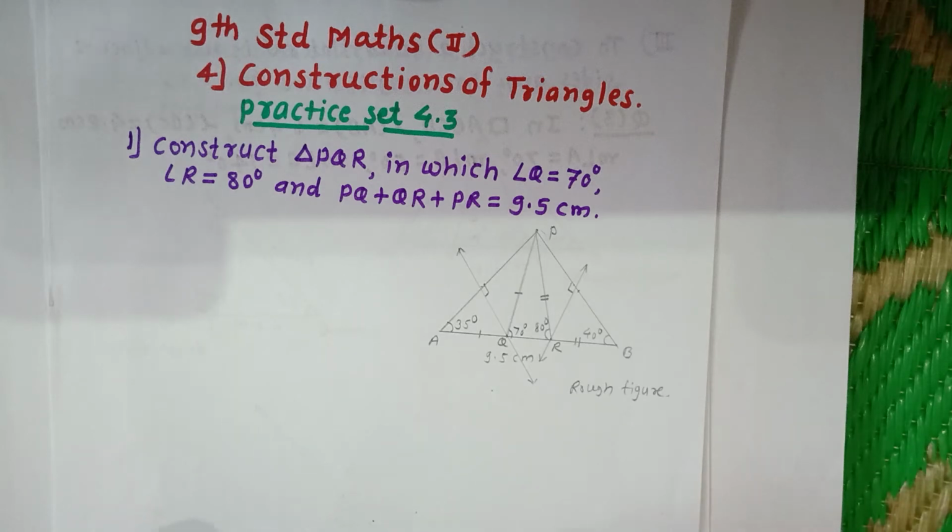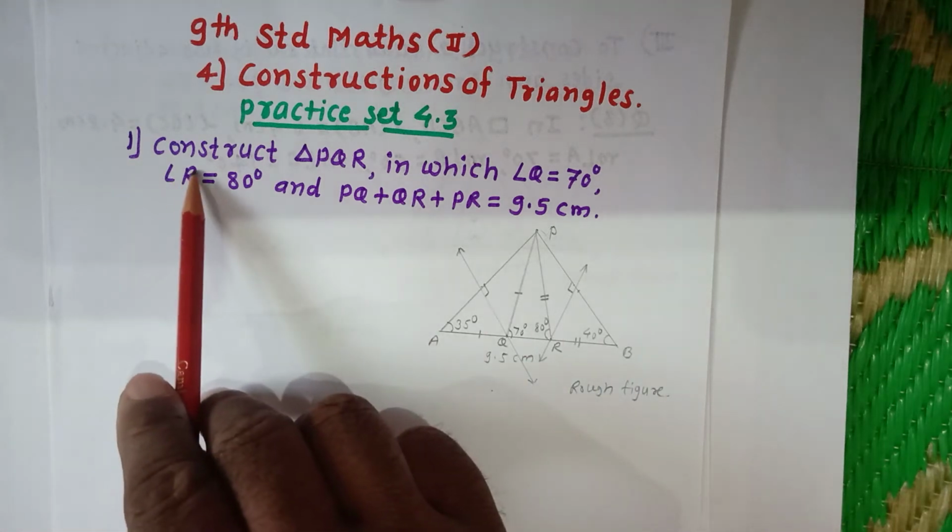Welcome ninth class students. Lesson number 4, Constructions of Triangles. Today we are going to study how to construct a triangle if its perimeter, base and the angles which include the base are given. Now let's solve practice set 4.3.